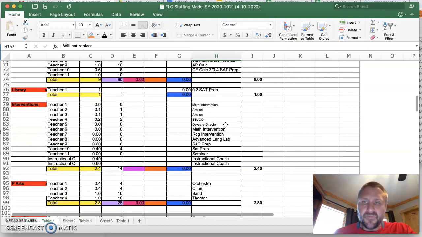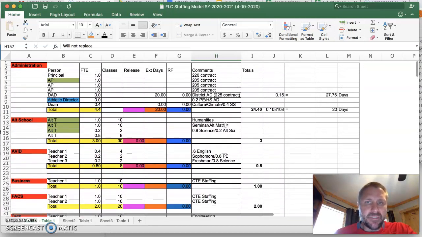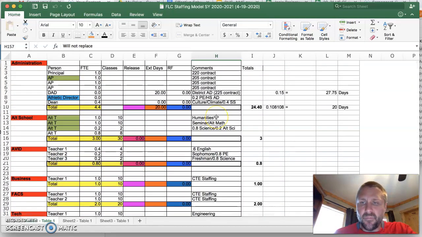So I've created this form over the last probably 10 years and stole it from my former principal, who was a very detail-oriented person, and I thought it was a great way for us to start. So I always go through and I say, okay, what are my different categories in a comprehensive high school that I need to be thinking about, and how do I put those teachers into play?